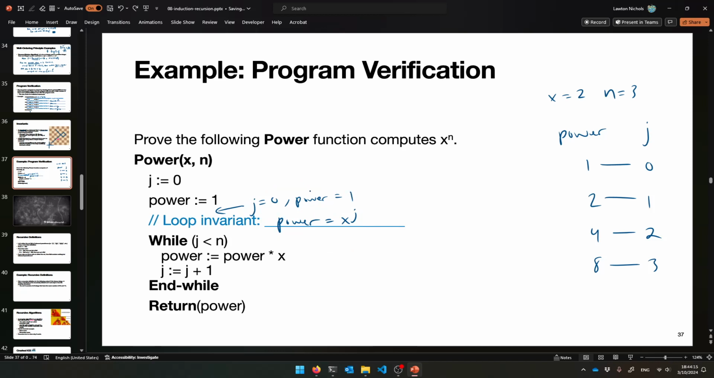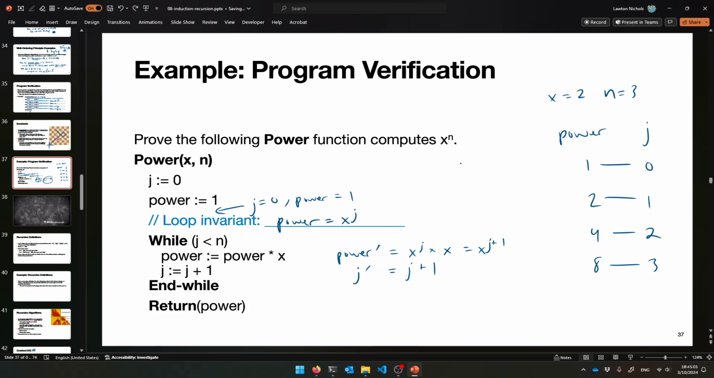And then I also need to show that if this is true before the loop, it's also true after the loop has completed once. All right, so if I know that power is equal to x to the j right now, as I run this loop, I'm going to make a new power variable, power prime. That's equal to the old power, which I knew was equal to x to the j, times x, equals x to the j times another x, which is equal to x to the j plus 1. That's perfect. And then also, j is going to be incremented, so the new j after this loop is done, j prime, is equal to the old j plus 1. See that? So this is what's true after the loop is completed.